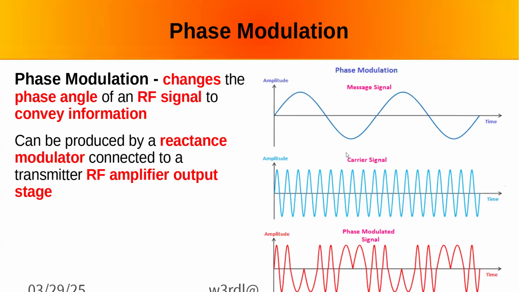Phase modulation, we change the phase angle of the carrier RF signal. And we normally do that with a reactance modulator, which usually consists of a varactor, but there's some other techniques where you can vary the capacitance of the transistor or tube to do it.